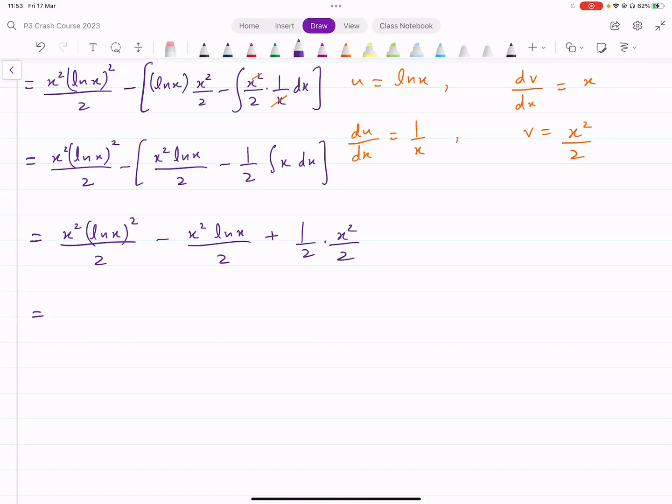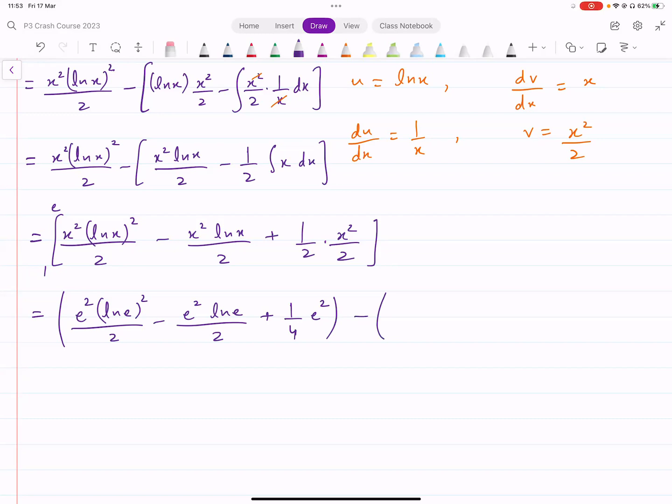All right, let's do that. What are the limits? Limits are from 1 to e. All right, now let's input e first of all. So it becomes e squared into ln e whole squared divided by 2 minus e squared into ln e divided by 2 plus 1 over 4. 2 into 2, that becomes 4 into e squared. That's what happens when we input e.